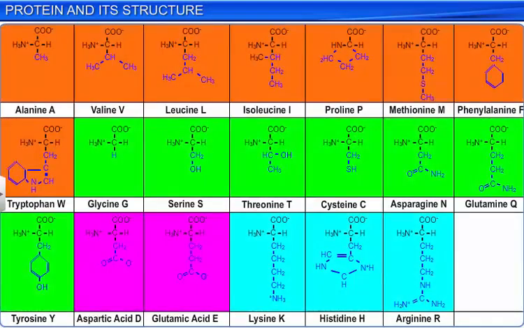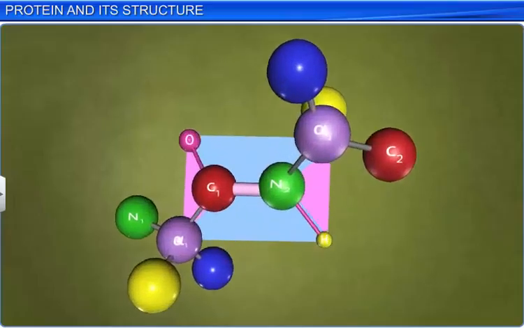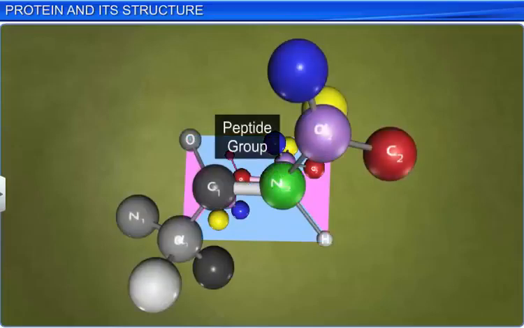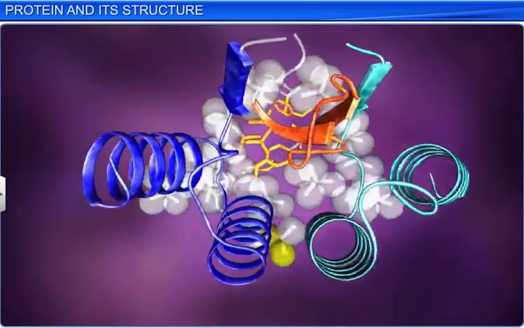There are 20 types of amino acids that come together to form proteins, and so they are also known as heteropolymers. In a heteropolymer, there are different types of monomers repeating n number of times. Proteins form very interesting three-dimensional structures.